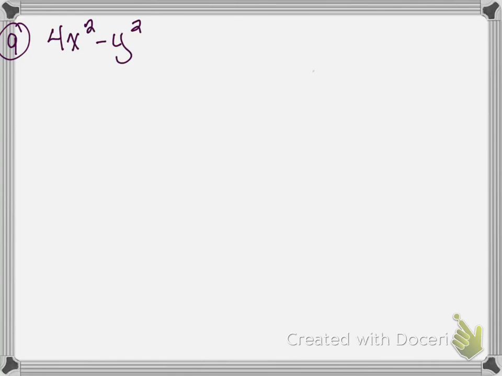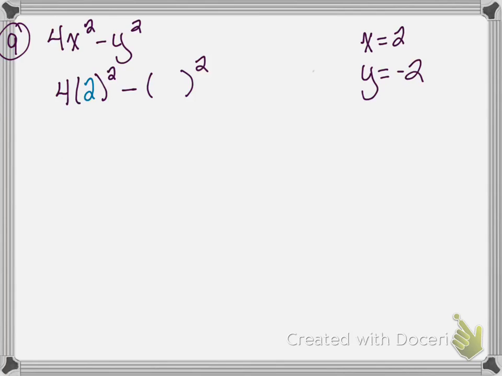Okay, number 9. And what are my values? X is 2. Y is negative 2. There's nothing I can simplify here. I've got to go ahead and plug stuff in. So I have 4 times 2, and I am squaring that, minus negative 2. So I have taken my x out and put a 2. I have taken my y out and put a negative 2.